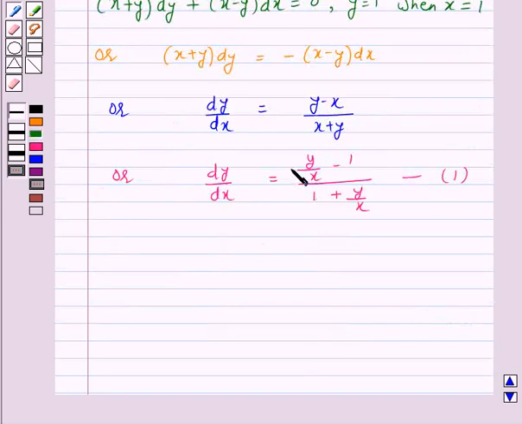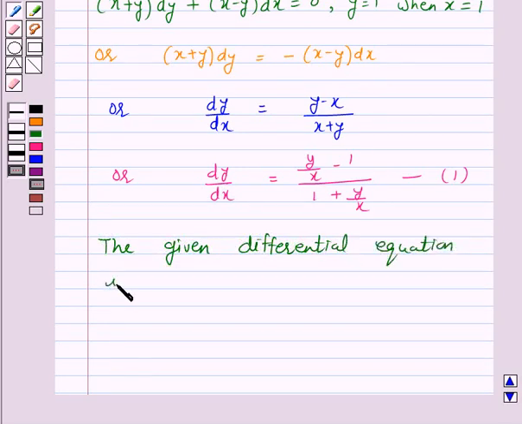Now, the right hand side of equation 1 is of the form g(y/x), that is a function of y/x. Hence, it is a homogeneous function of degree 0. Therefore, the given differential equation is a homogeneous differential equation.